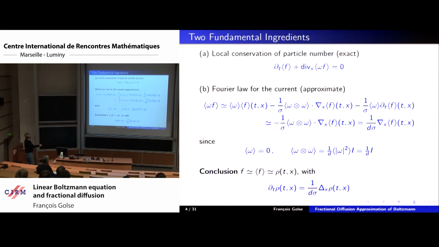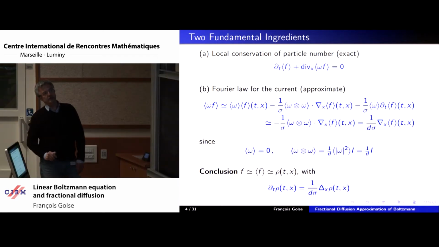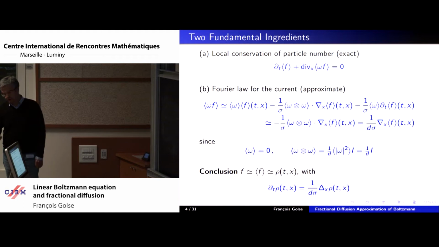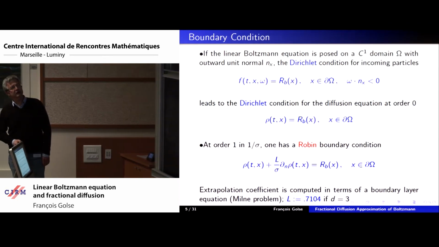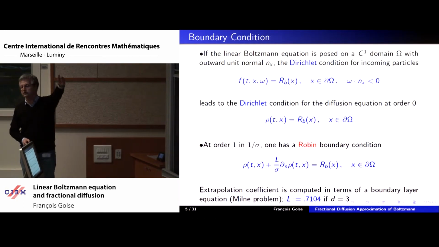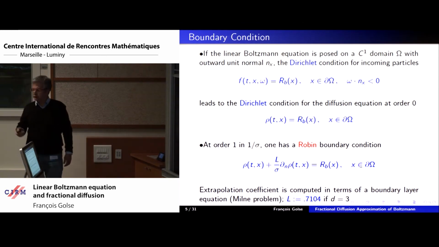There's a minus, and you see immediately that d by dt of rho, so rho being the limit as 1 over sigma tends to 0 of the average of f, approximately is going to solve this heat equation here. But there's one interesting feature. So here it's an argument which is, of course, kind of formal, which can be made rigorous.